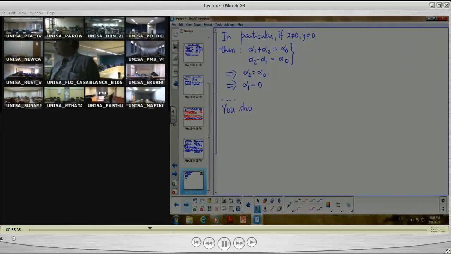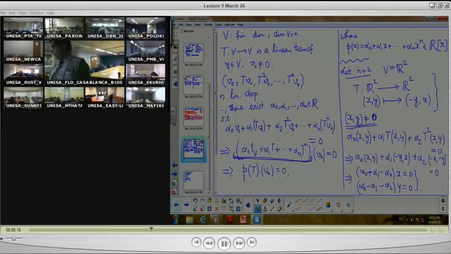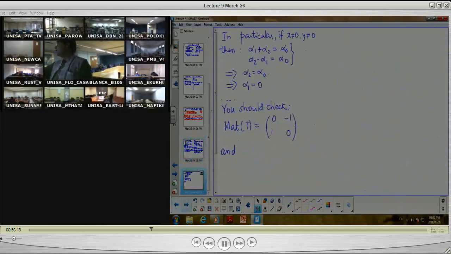So if you carry on a little bit, you will see that the matrix of T with respect to the usual coordinates looks like this. And what becomes of your P? What becomes of your P? Alpha 0 is equal to alpha 2.